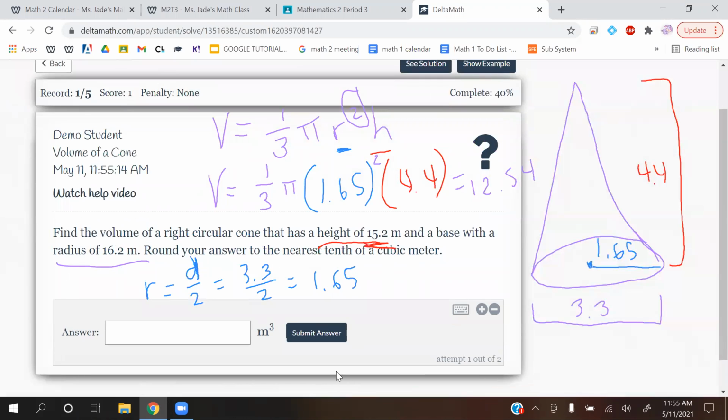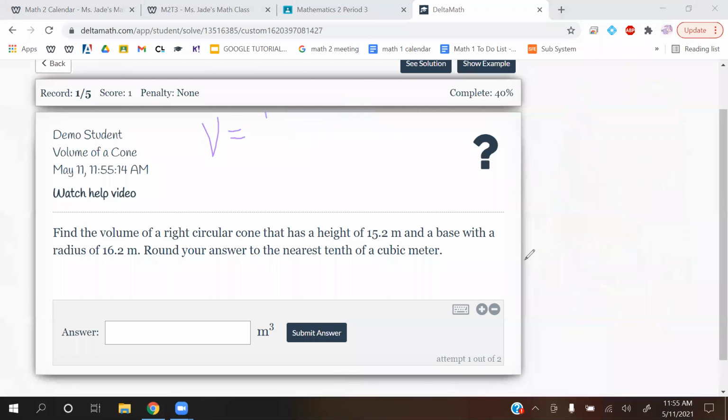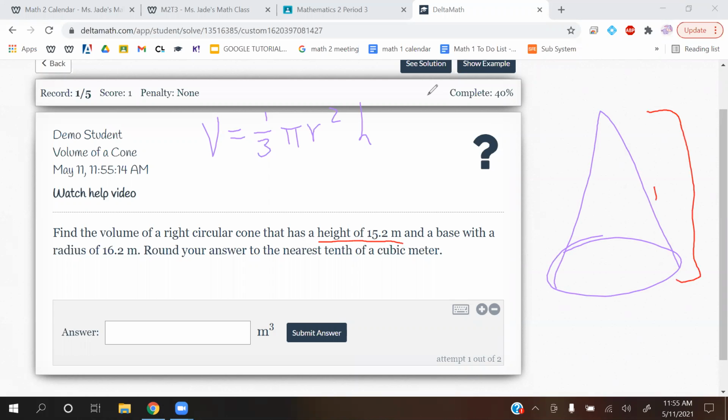Okay. Cool. This one actually does give us the radius. Correct. This one already gave us the radius. It gave us everything we need. So we can just plug it straight in. But I'm just going to draw a circle and a cone anyways. So they have, let me just read it. Find the volume of a right circular cone that has a height of 15.2 meters and a base with a radius of 16.2 meters. Not drawn to scale. Round your answer to the nearest tenth of a cubic meter.